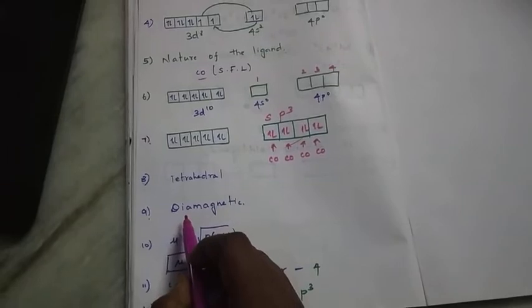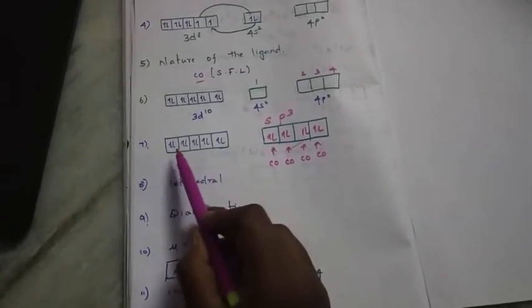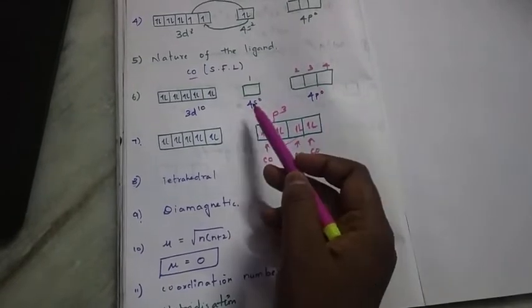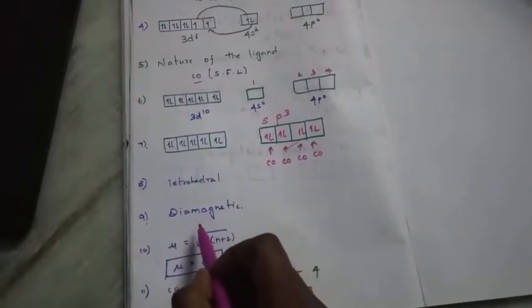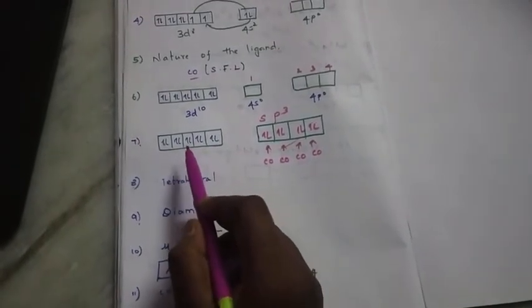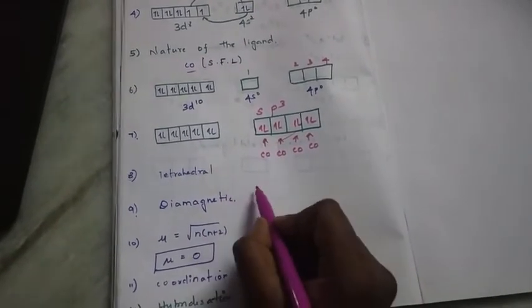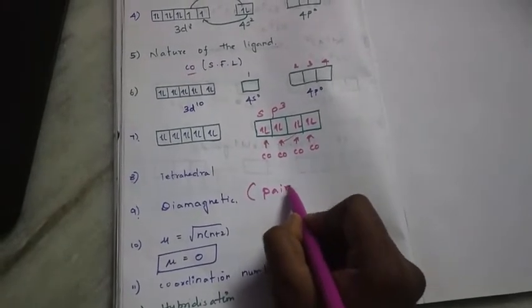And the magnetism. Listen here, you have to see the central metal atom, not the other 4s and 4p. There are no unpaired electrons. If there are unpaired electrons, the magnetic property will be paramagnetism. But in this case, there are no unpaired electrons, all are paired, so the magnetic property will be diamagnetic in nature. Hence it is paired.